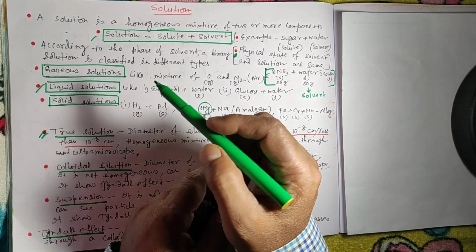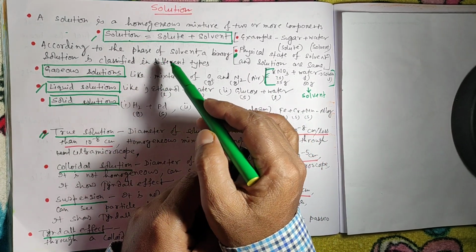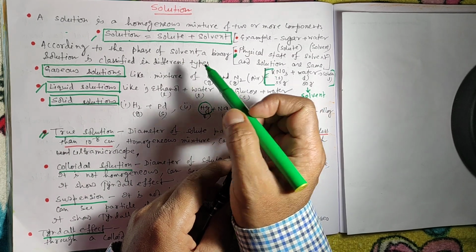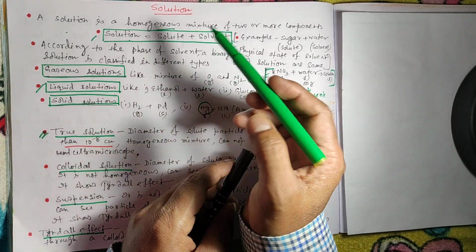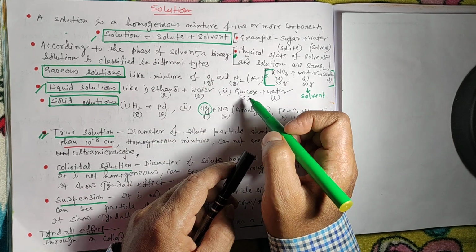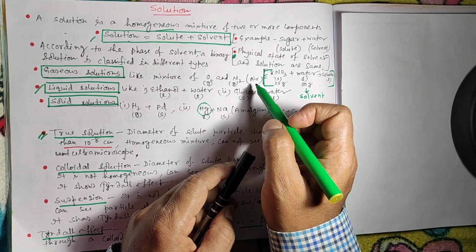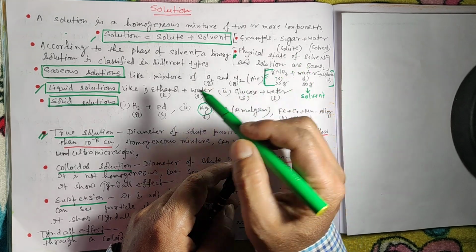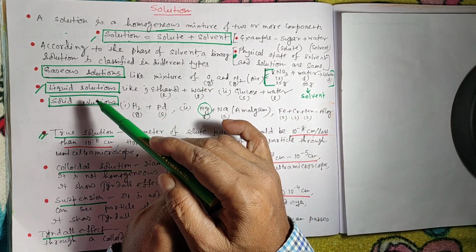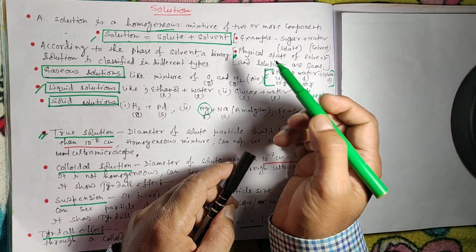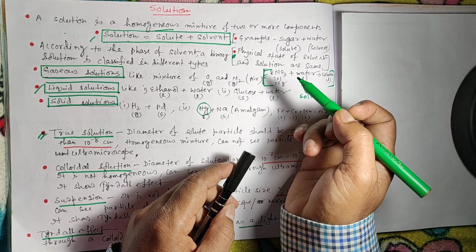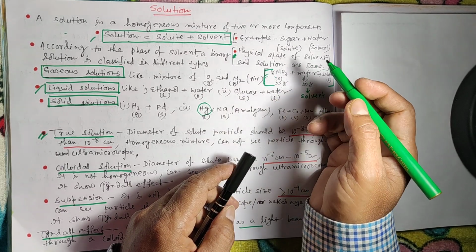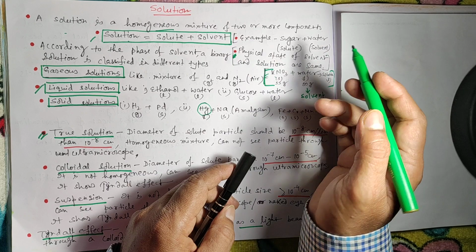Now I am going to discuss how, according to the phase of the solvent, a binary solution is classified into different types. Number one, gaseous solution, like a mixture of oxygen and nitrogen. This is air actually, and the ratio is 1:4. Second one is liquid solution, like ethanol and water. Number two, glucose and water. And there are very many examples.